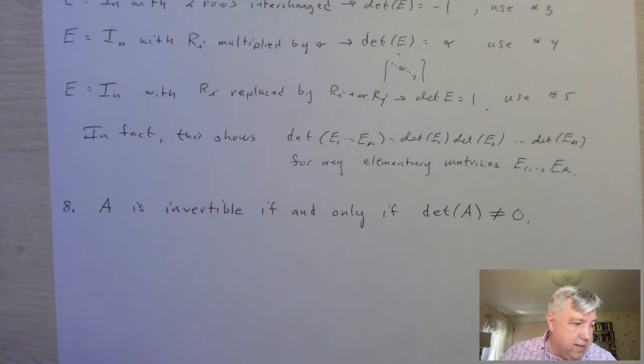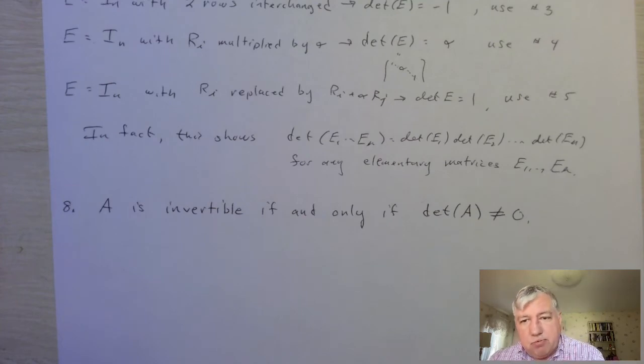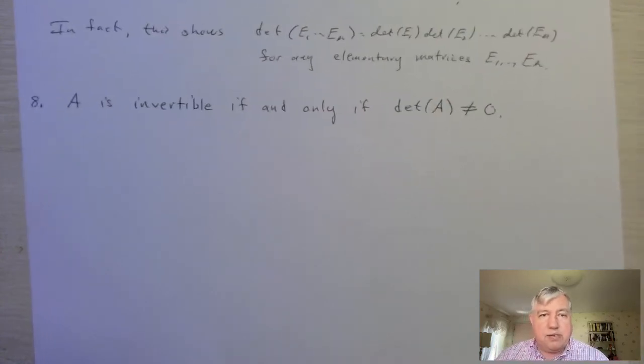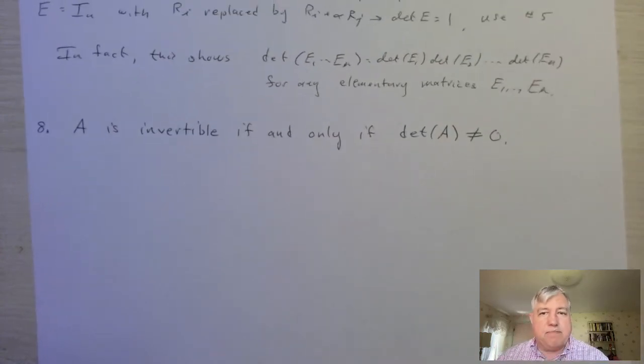So with that in mind, now we get one of the most important results of this section. If you're going to memorize one of these properties, you want to memorize this one, number 8. It says that A is invertible if and only if the determinant of A is not 0. Okay, so why is that?